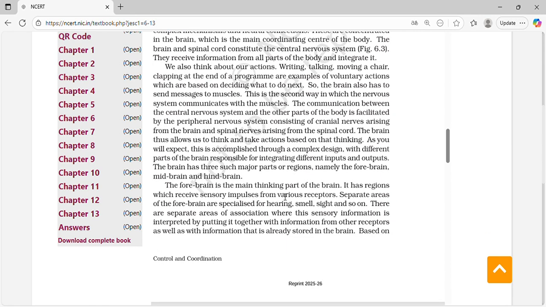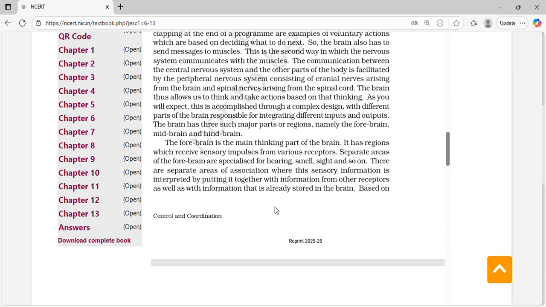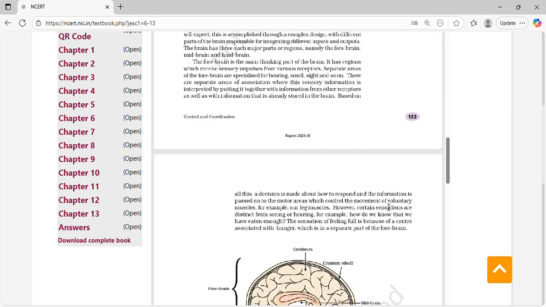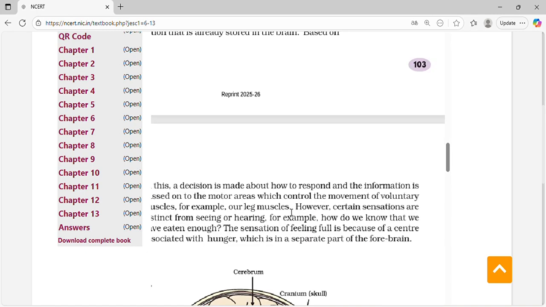The forebrain is the main thinking part of the brain. It has regions which receive sensory impulses via various receptors. Separate areas of the forebrain are specialized for hearing, smell, sight, and so on. There are separate areas of association where the sensory information is interpreted by putting it together with information from other receptors as well as information that is already stored in the brain. Based on all this, a decision is made on how to respond, and it is passed to the motor areas which control the movement of voluntary muscles.